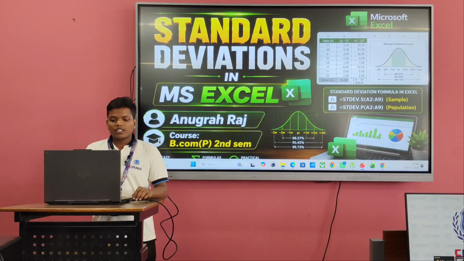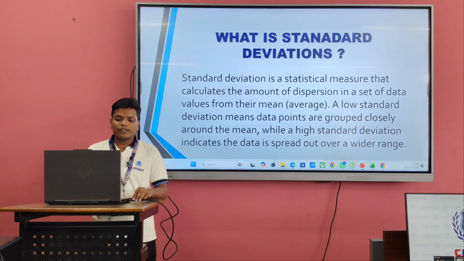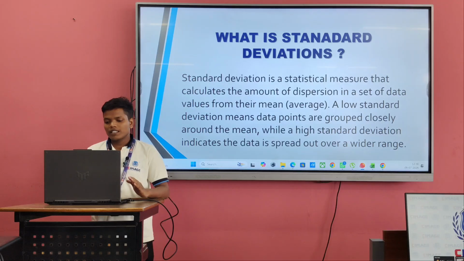Today I will talk about standard deviation in MS Excel. So my first slide is: what is standard deviation? Standard deviation is a statistical measure that calculates the amount of dispersion in a set of data values from their mean average. A lower standard deviation means points are grouped closely around the mean, while a higher standard deviation indicates the data is spread out over a wider range.